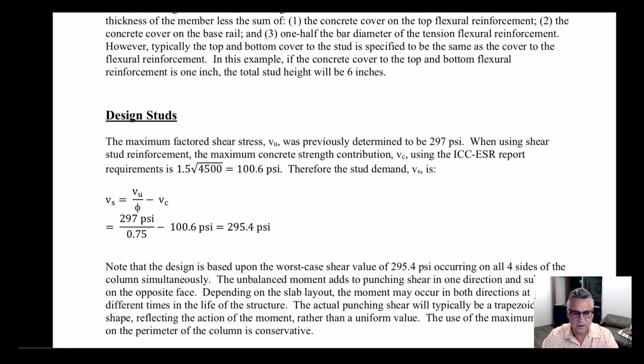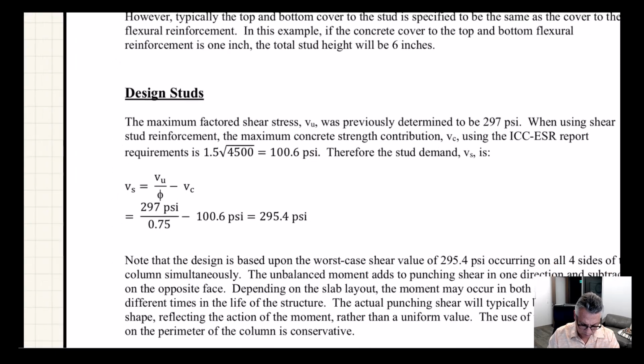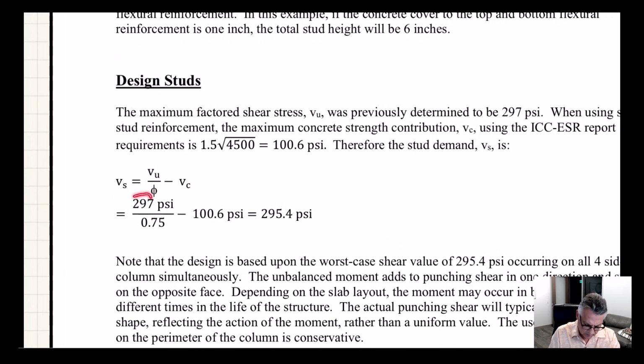So here's how we design the studs. Gets a little interesting here. Remember, we are going with the ESR reports because I don't think you can find an assembly that allows you to use the full ACI value of 3. So we have 1.5 square root f'c as the concrete contribution to the shear stress. So we're allowed to use 100.6 PSI. So let's figure out what's left. What do we need the studs to do? We have a total demand of 297 PSI, a Phi factor of 0.75, and the concrete gives us 100.6 PSI. Therefore, we are left with the studs themselves needing to provide 295.4 PSI.